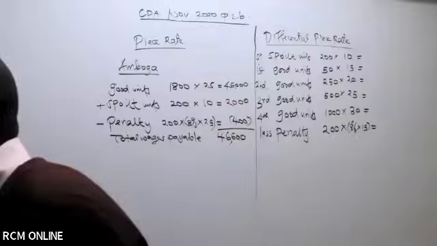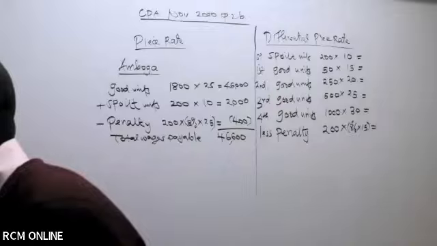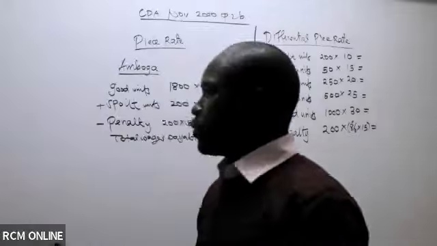Then Janet is having a question here. Must we calculate per range or we just say over 1,000 and use the rate of 30 over 1,000? Good. That is what we've done.